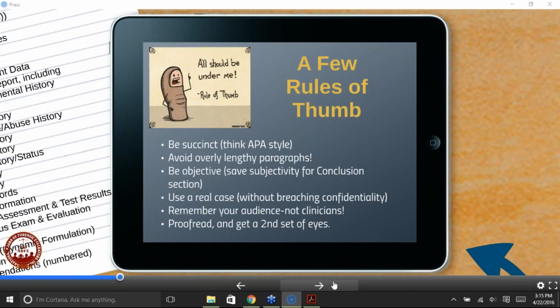You want to avoid overly lengthy paragraphs, which is something that I certainly at least used to be guilty of. I would have these paragraphs that would go on and on and on, and one thing my mentor told me to do when I was preparing for the oral exam was to start taking those paragraphs and find ways to chunk them down to be shorter paragraphs, so it's a lot easier on the eyes and for the person reviewing the report.